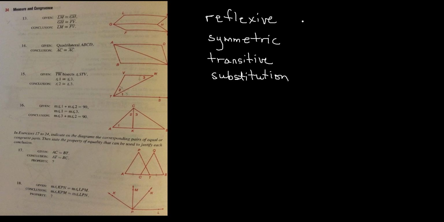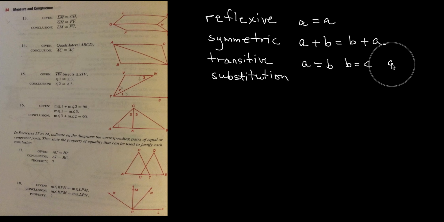Now remember, reflexive is just A equals A. Symmetric is A plus B equals B plus A. Transitive is A then B. Whoops. Let me just rewrite that. A equals B, B equals C, then A equals C. And substitution is kind of like transitive. You would just substitute, and I'll show you that when we hit it.